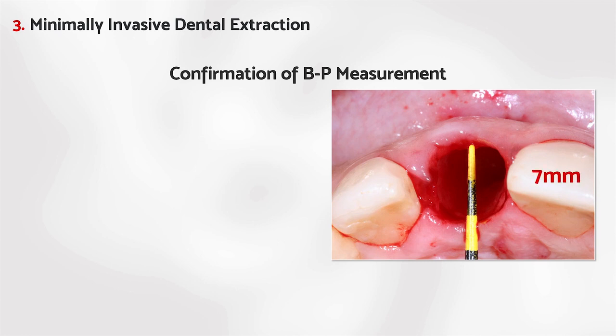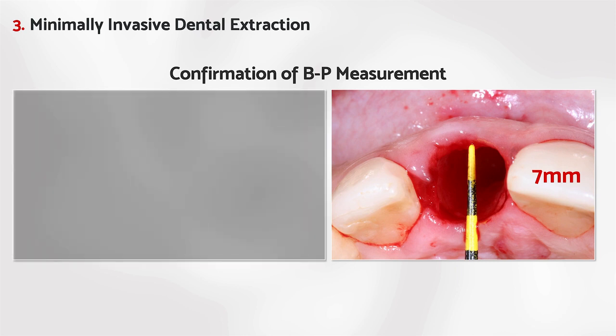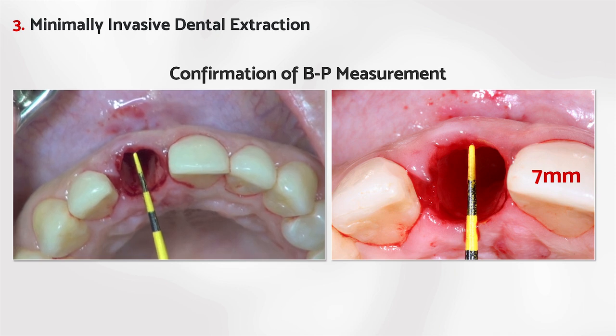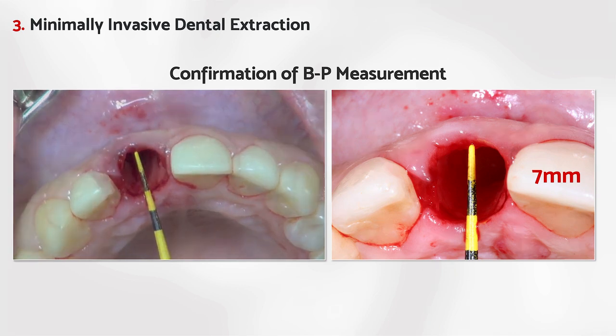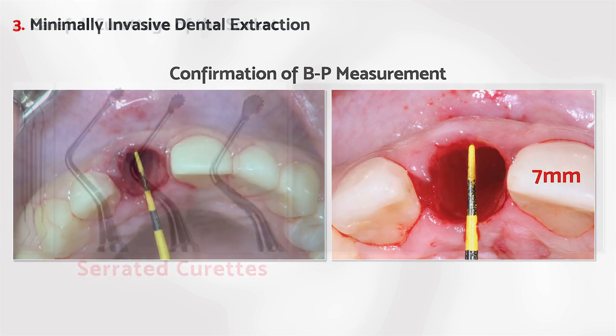In this step 3, we always do a confirmation of the buccal-palatal measurement. And take a look here. This is just a double check because we have already performed the CBCT scan in this case. As we have 7 millimeters, this is the real life. It was confirmed, 7 millimeters. The implant to be selected must be 4.